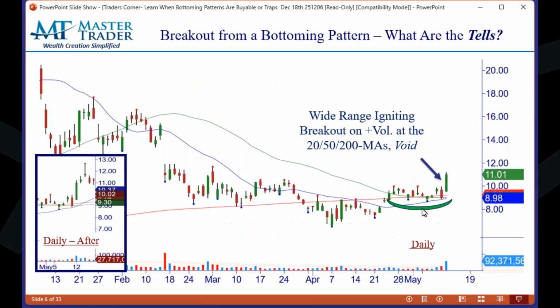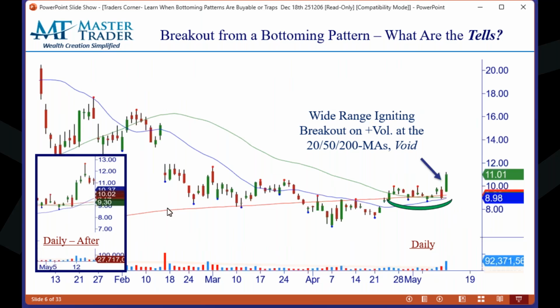All right, now we're going to just go through as many examples as we can in 30 minutes. This is our daily chart. This simple. Color-coded candlesticks, color-coded volume. The blue is the 20, green 50, red 200.